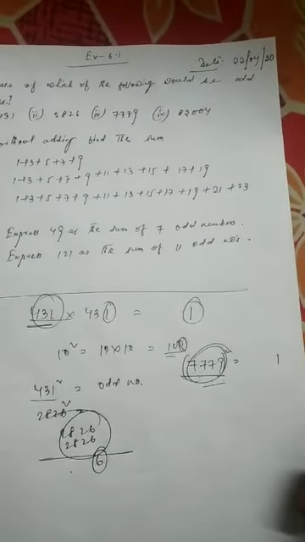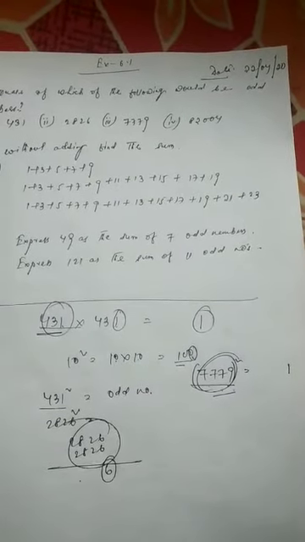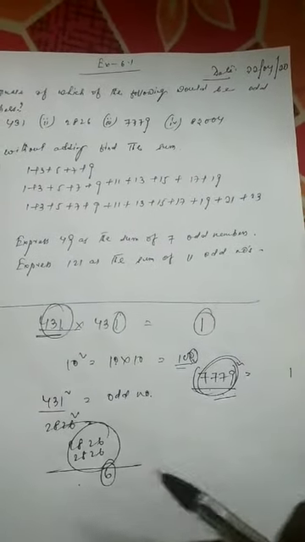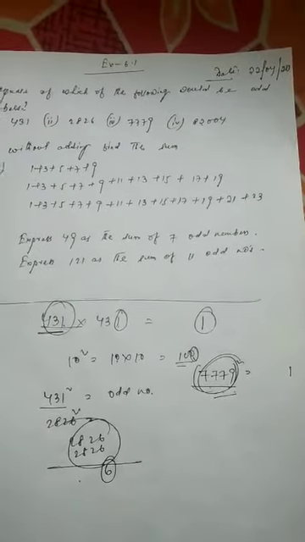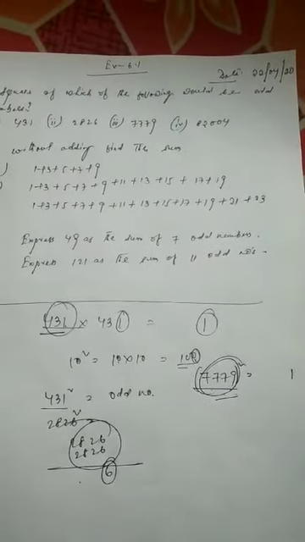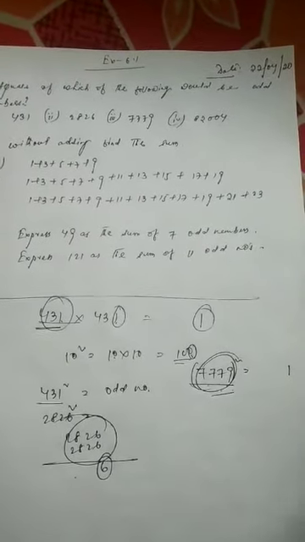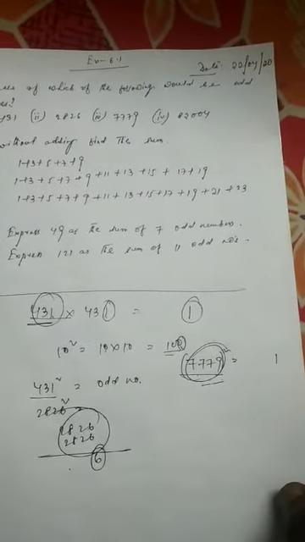So children, in this way we can find whether the square of a particular number is even or odd, by seeing the unit digit of that number and squaring it. We can easily make out whether the number is an even number or an odd number.